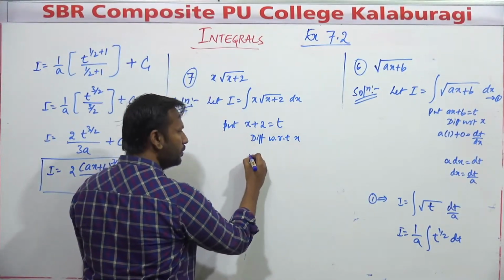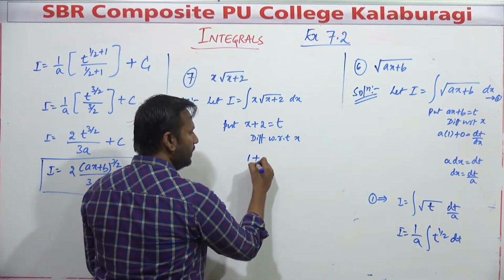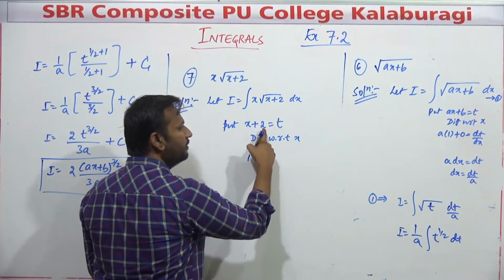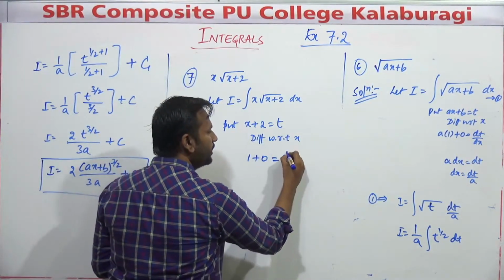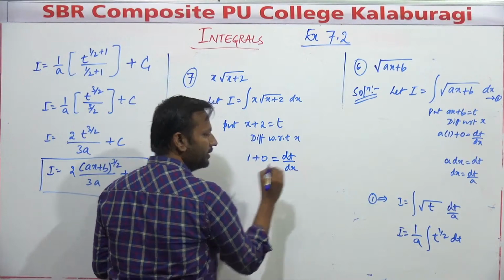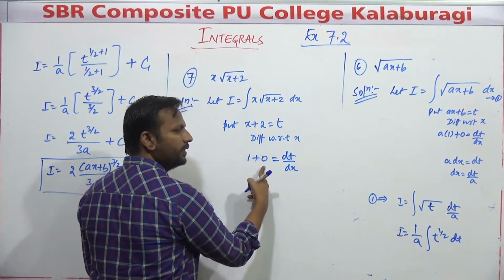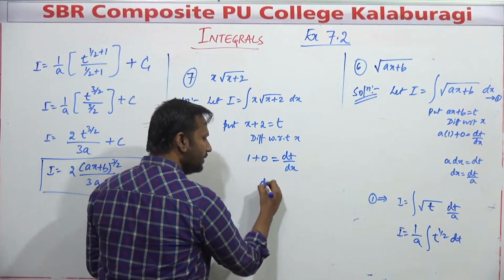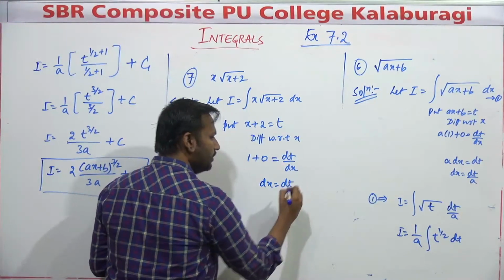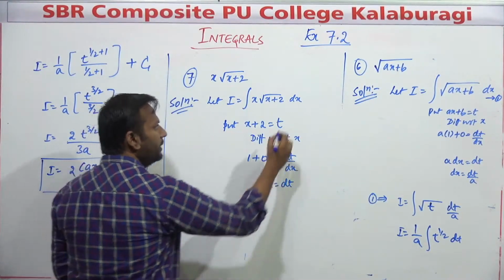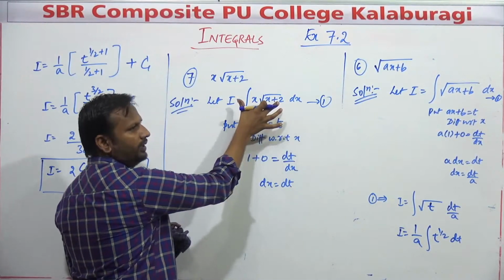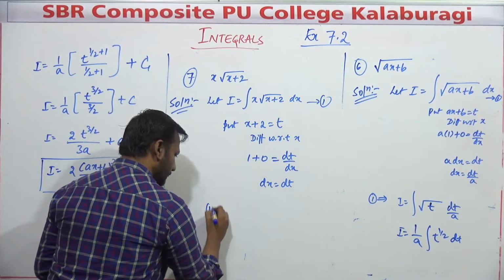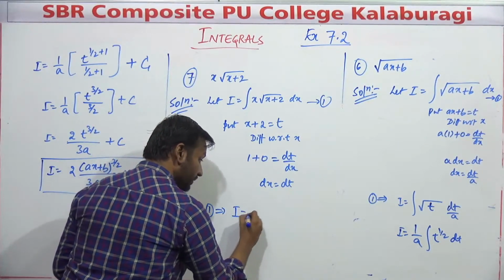The differentiation of x is 1, plus the differentiation of 2 with respect to x is 0. Constant differentiation is 0. Here, t with respect to x is dt by dx. So cross multiply: 1 plus 0 is 1, into dx, so dx is equal to dt. Now let us replace all these things in the equation, called equation 1.